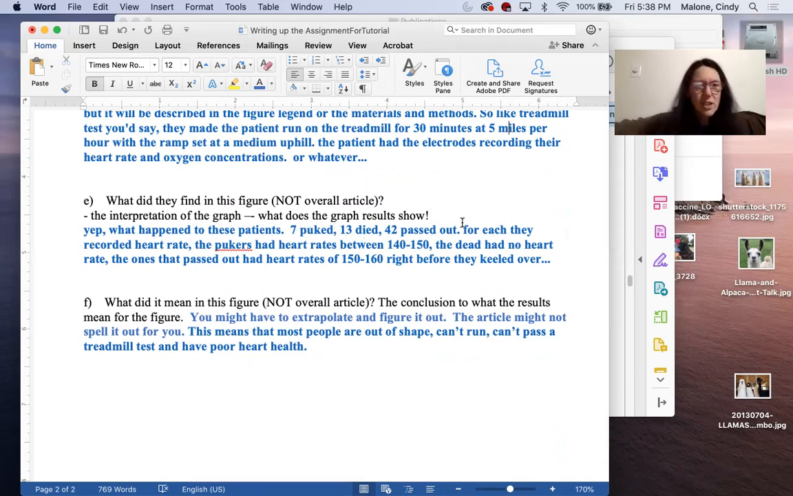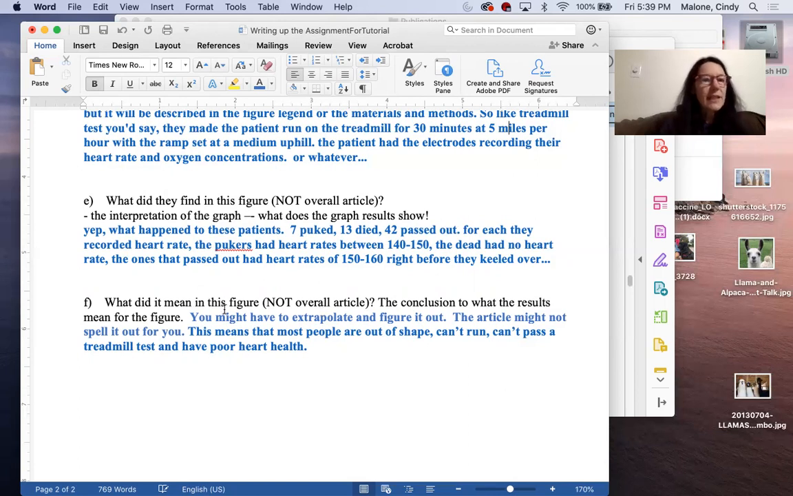This was their oxygen concentration for the puked guys, the 13 that died, all of it, anything in that figure. That's why you want to pick a simple figure. You don't want to talk about 25 parameters. It's too much. It's too hard. This isn't supposed to be that kind of assignment, right? Even with a bar graph with lots of bars, you want 3 bars. Totally simple is better.